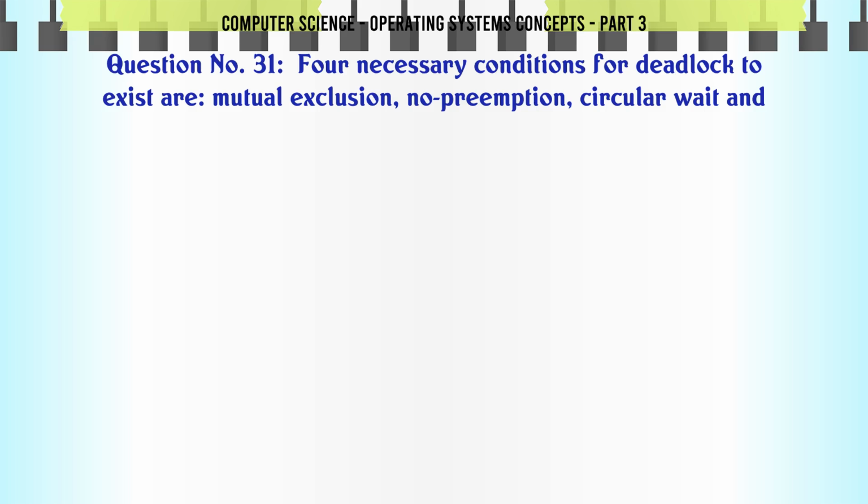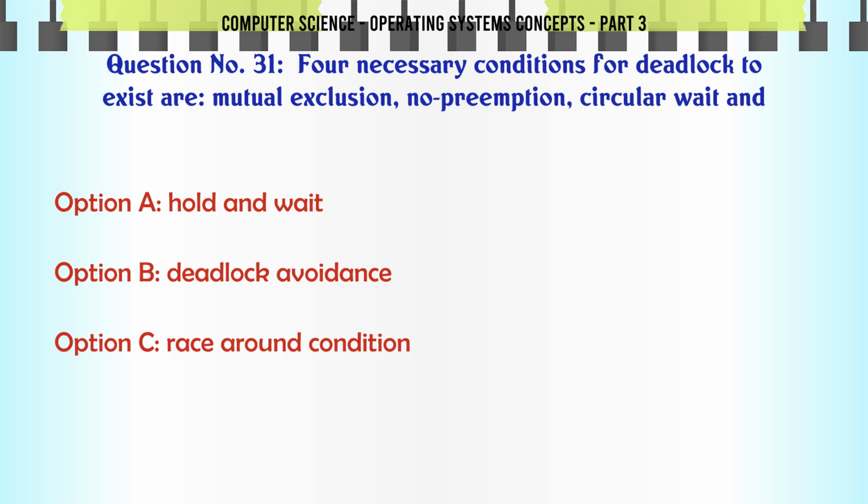Four necessary conditions for deadlock to exist are mutual exclusion, no preemption, circular wait, and A.